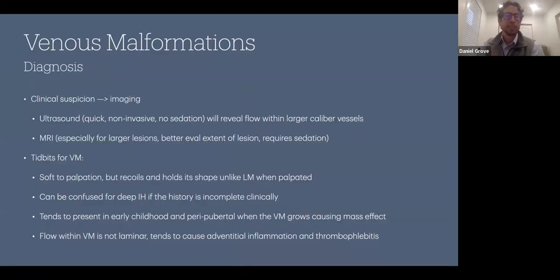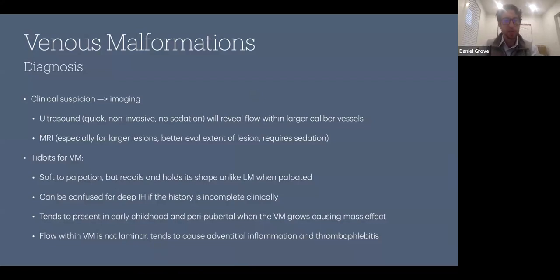So once you're seeing a venous malformation in clinic, and you have suspicion, or to confirm it with imaging, you can use ultrasound, but most of the time MRI is your best choice, because you want to see the extent of the venous malformation, and you also want to see if it has any connection to any large caliber veins, which is really important before you treat with sclerotherapy.